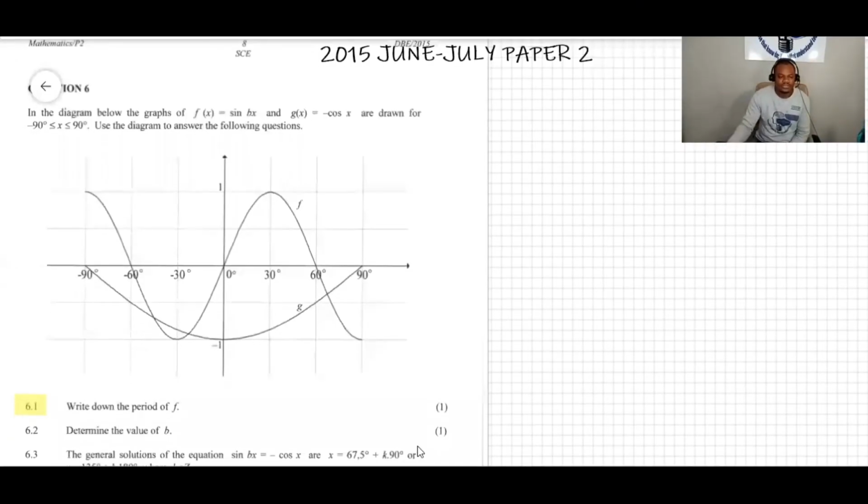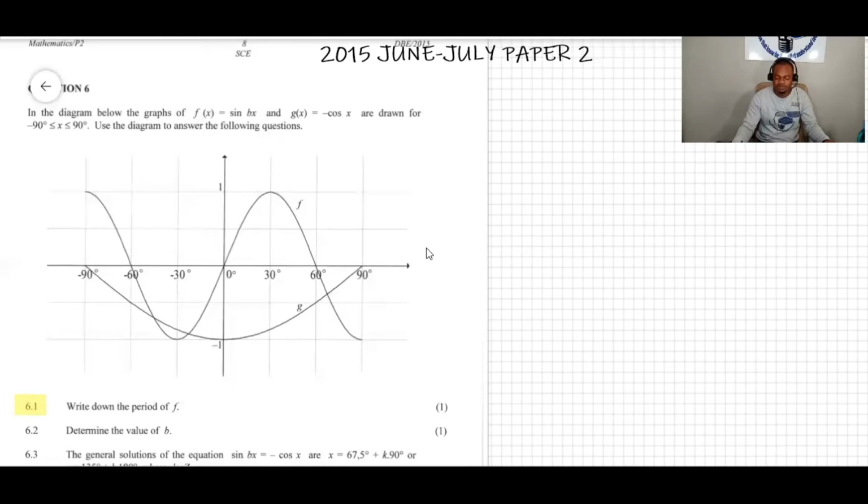Well, we're doing question 6. Question 6 says the diagram below shows the graphs of f of x equal to sine bx, and g of x equal to negative cos x, drawn for negative 90 degrees less than or equal to x less than or equal to 90 degrees. Use the diagram to answer the following questions. Here is the diagram, and then the questions are as you can see.